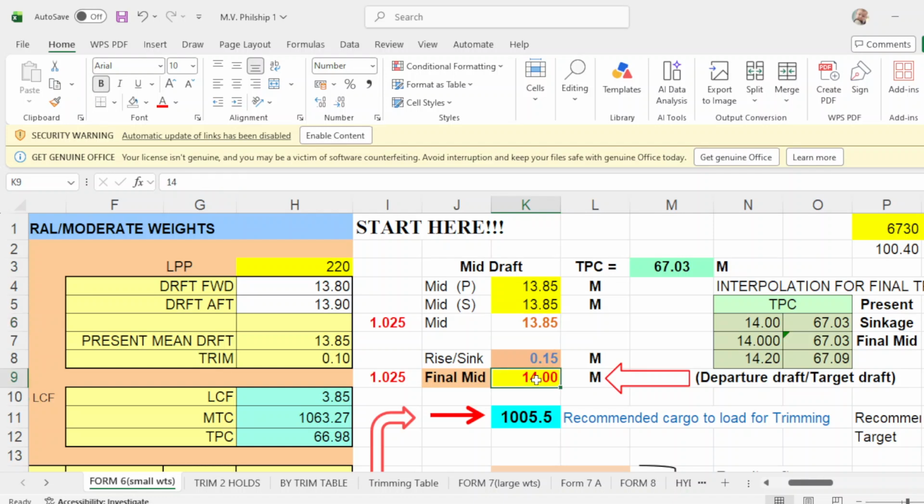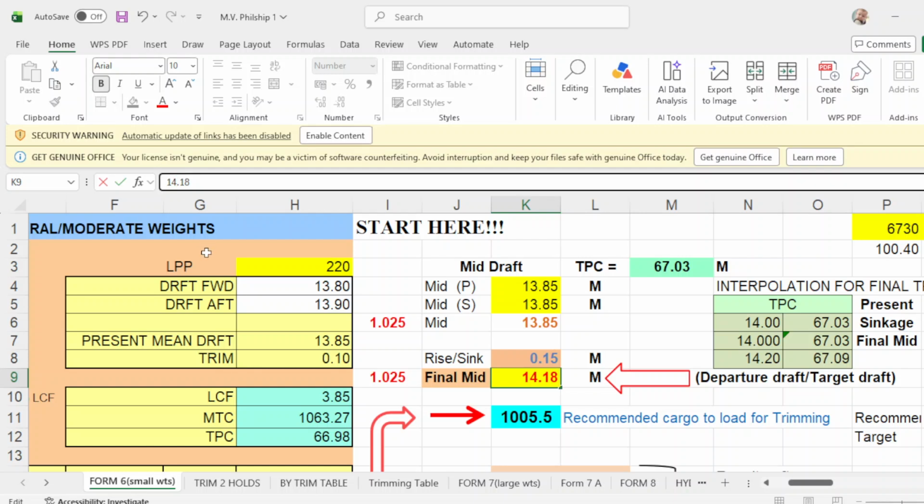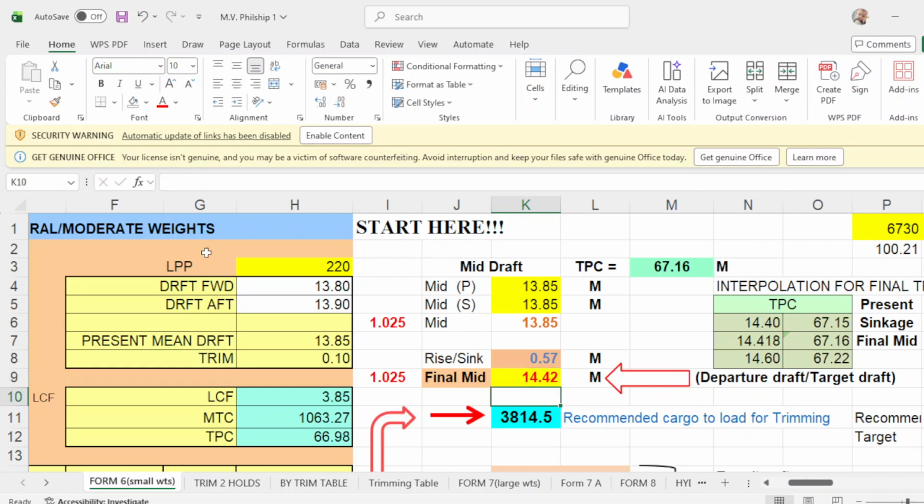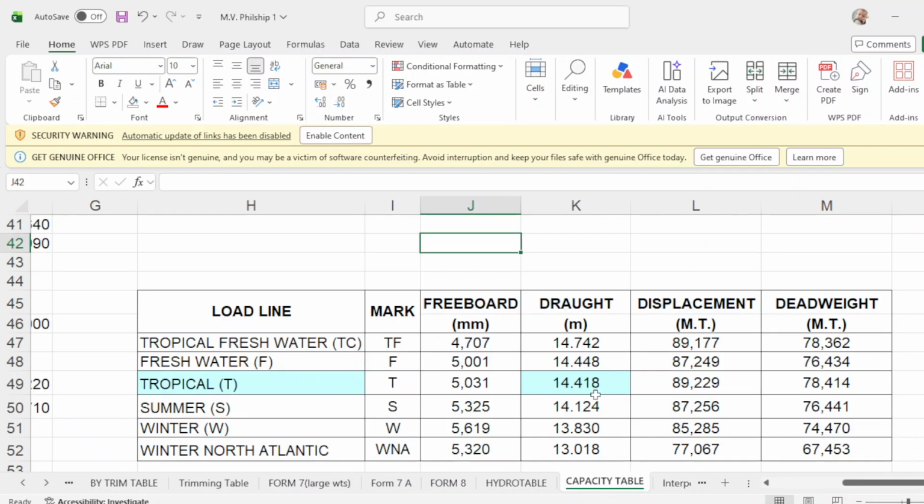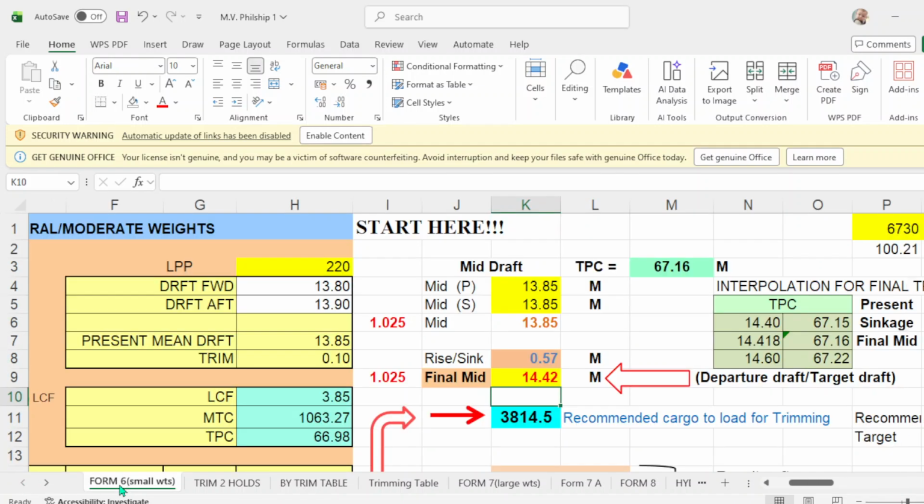So click this one, then you put 14.18. Okay, that is your departure draft. I think 14.18. Let's double check. Okay, that will be your departure draft.